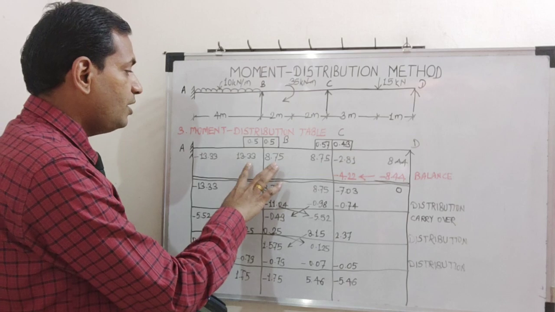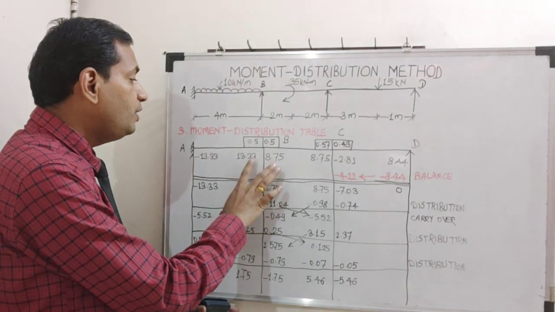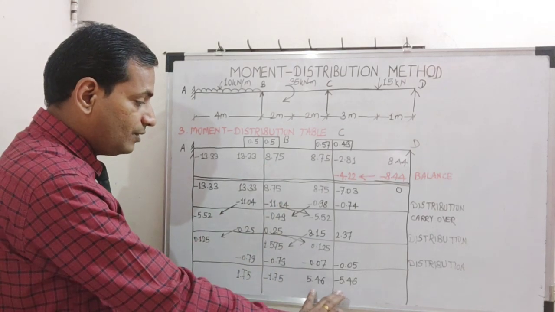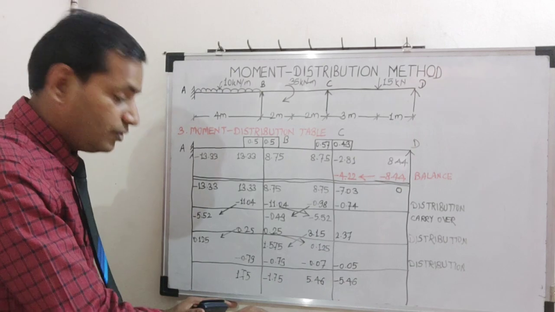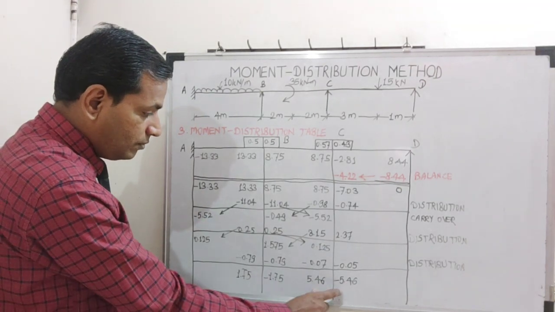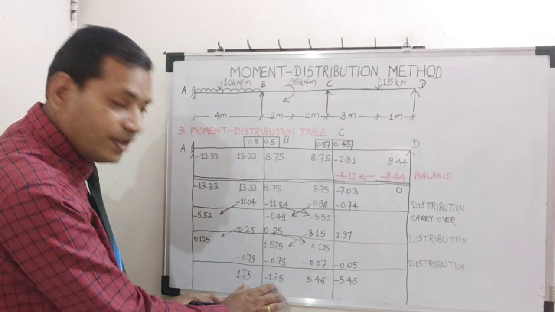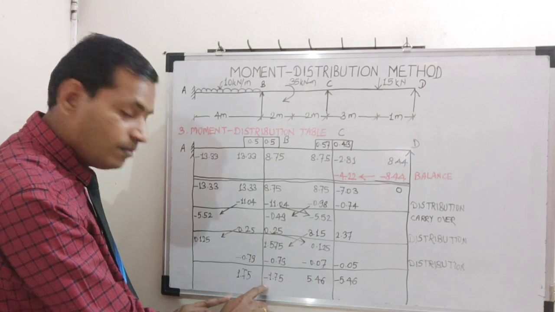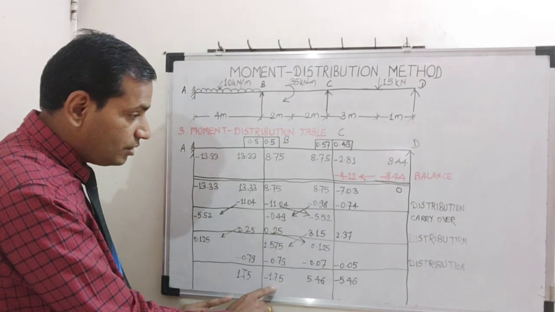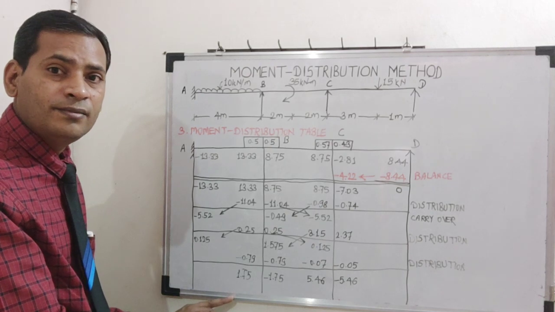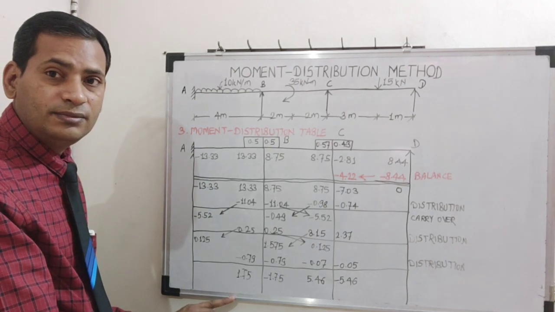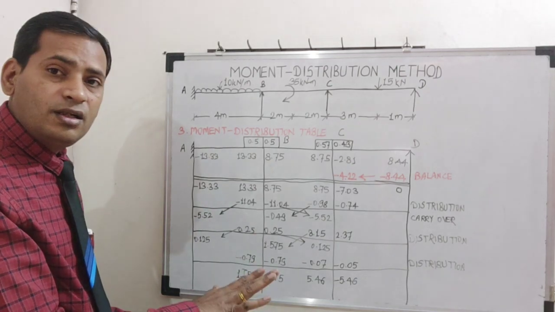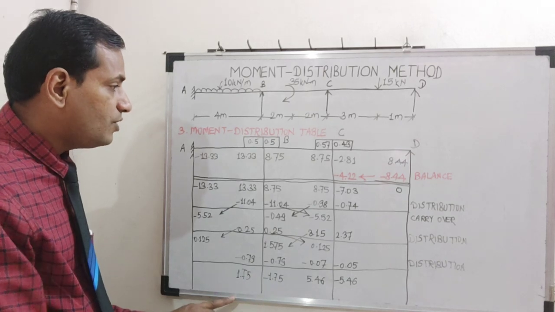Initially when we started, there were unequal moments on the opposite ends of joint B. Here we have equal and opposite values which are balancing each other, so the net moment here is 0. If there is any difference here, say 1.75 and minus 1.65, you carry out one more distribution cycle and then stop. If there is no necessity, like in this case, you can stop distributing moments here itself.